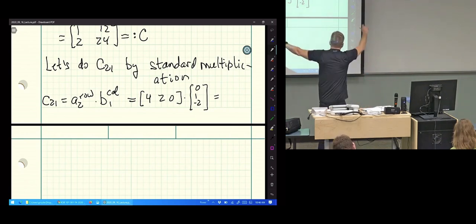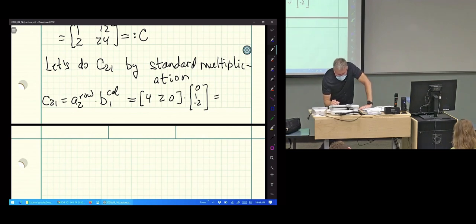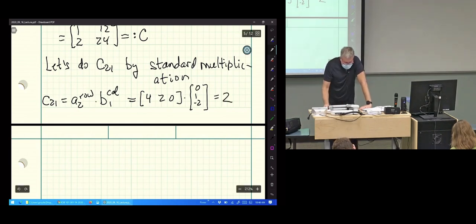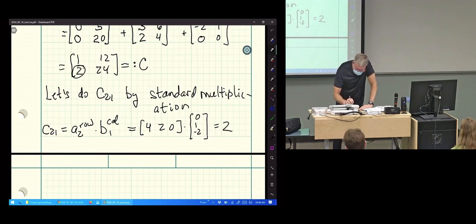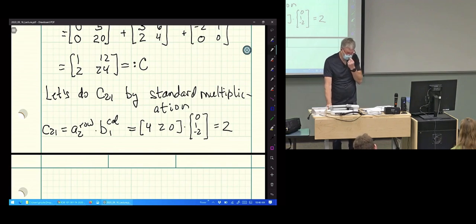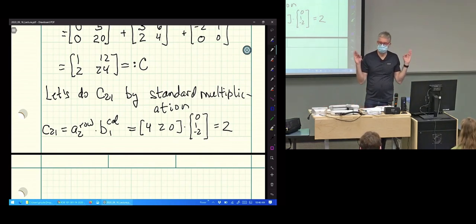Okay, so now we have to do this and add them all up. I chose numbers where it's not too hard. 4 times 0 is 0, 2 times 1 is 2, and 0 times minus 2 is 0, so that is 2. So the C21 entry is 2, and that's correct. Okay? Questions?